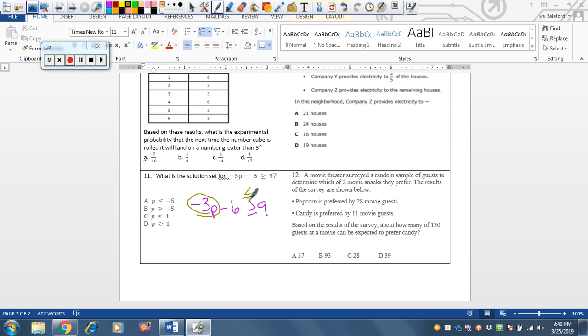It's negative, so at the end, your sign should be facing away from the P. The alligator is not going to eat the letter. So right away, I can cross off 2 of these answer choices because the alligator is not eating the P. Then you have to solve it like regular. You're going to add 6 to both sides, and then you're going to divide by -3, and that's when you flip this sign.